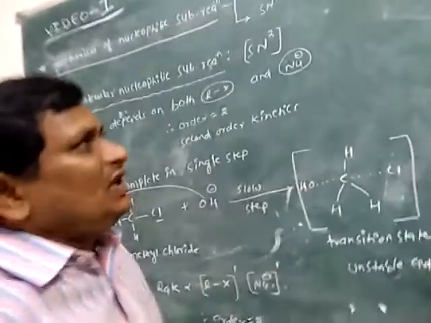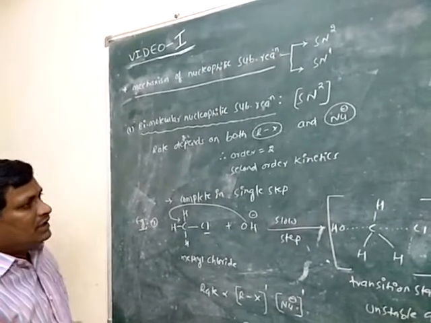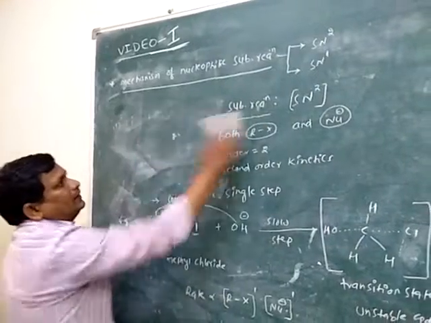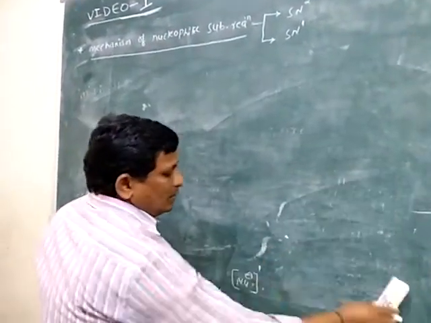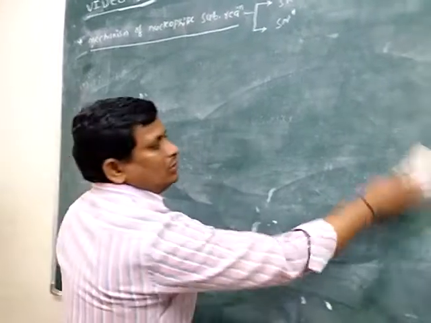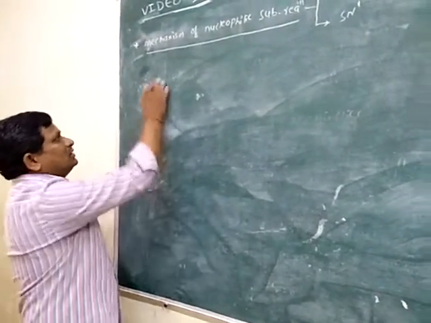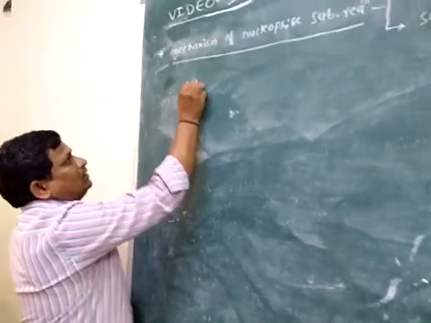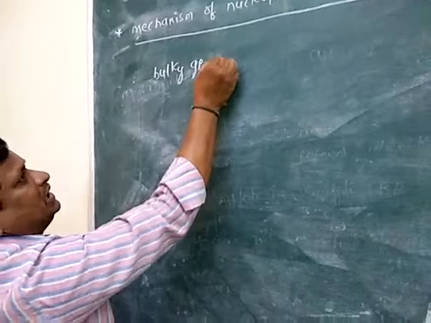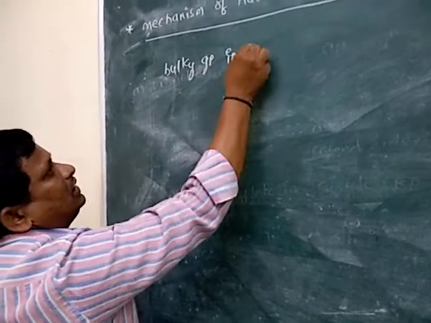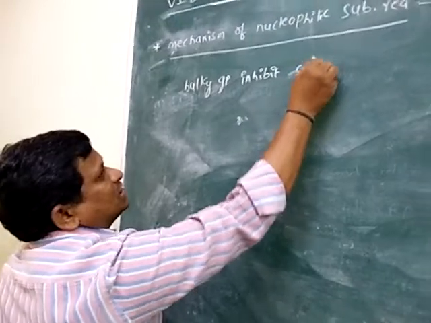After completing the SN2 reaction, generally, as bulky groups increase in the compound, bulky groups inhibit SN2 reactions.